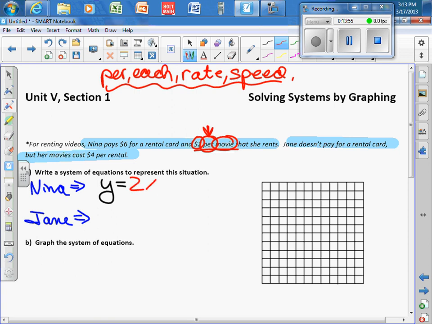Let's call the number of movies x. So we're going to have 2 times x plus, what did she start to pay in the beginning? $6. So the equation for her would be y is equal to 2x plus 6.